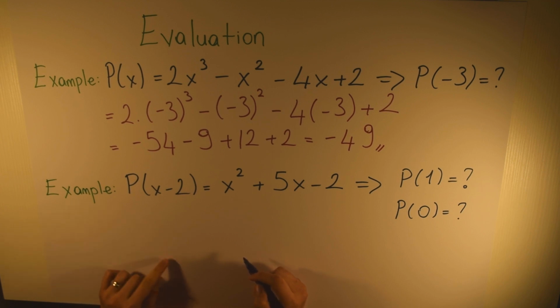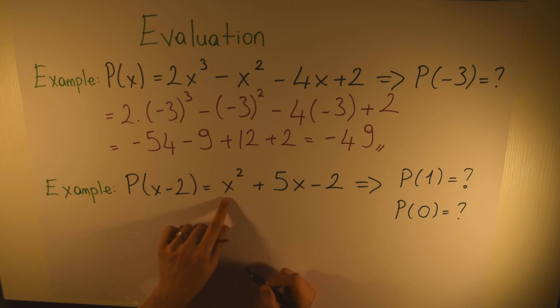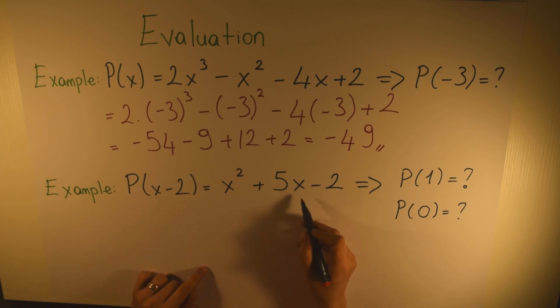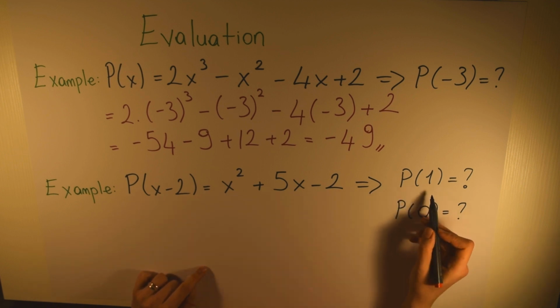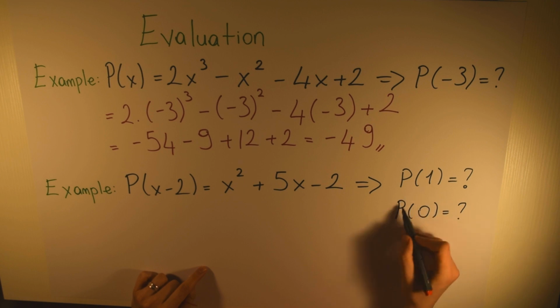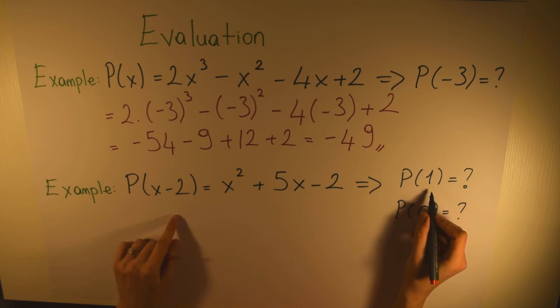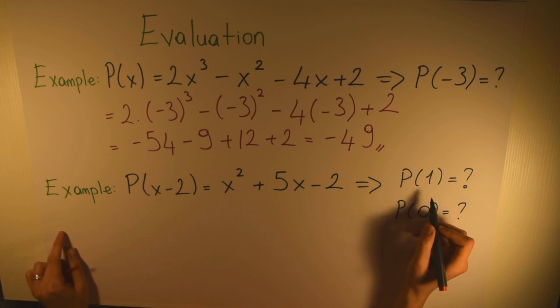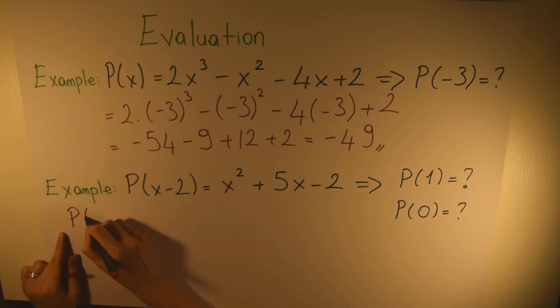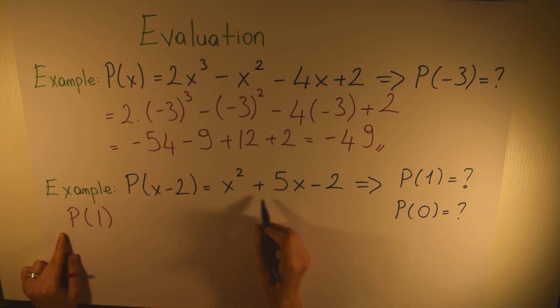Let's look at our second example. Here we have p(x-2) is equal to x to the power of 2 plus 5x minus 2, and p(1) and p(0) are asked. So what we are going to do here, to find p(1), first we look at this original polynomial. Here we have x minus 2, right? So we will try to make this equal to 1.